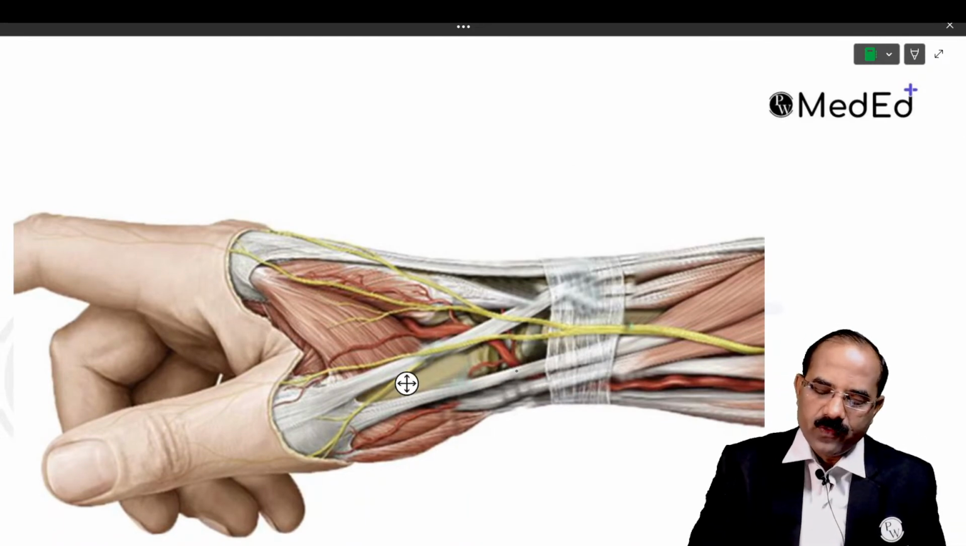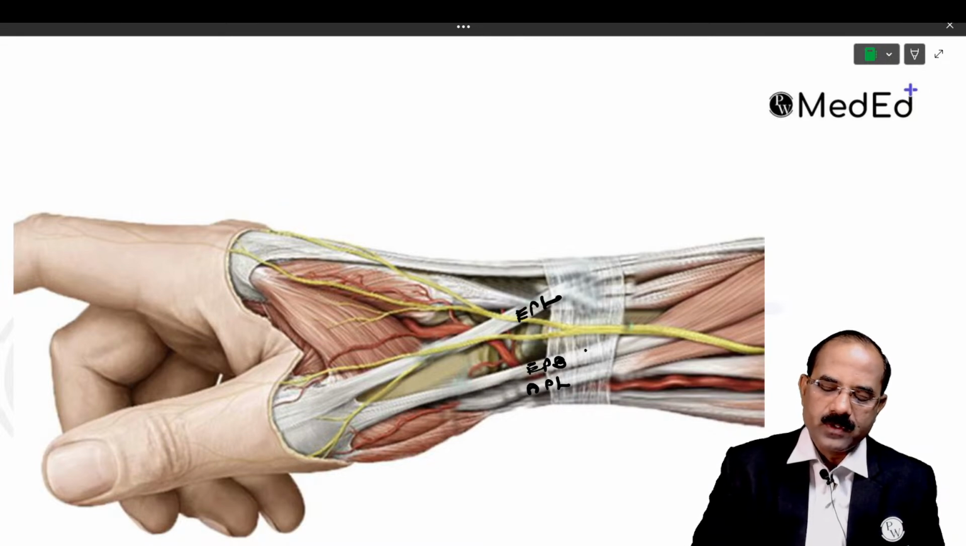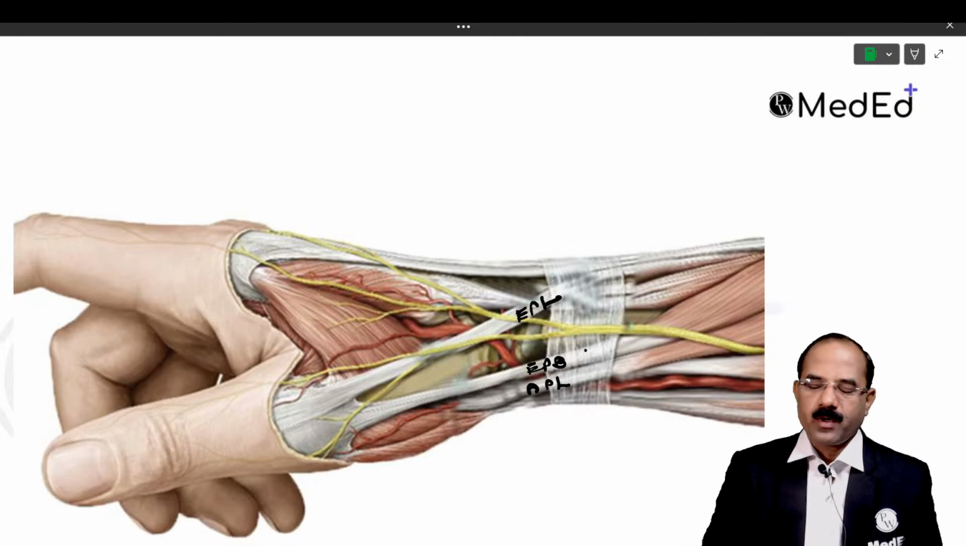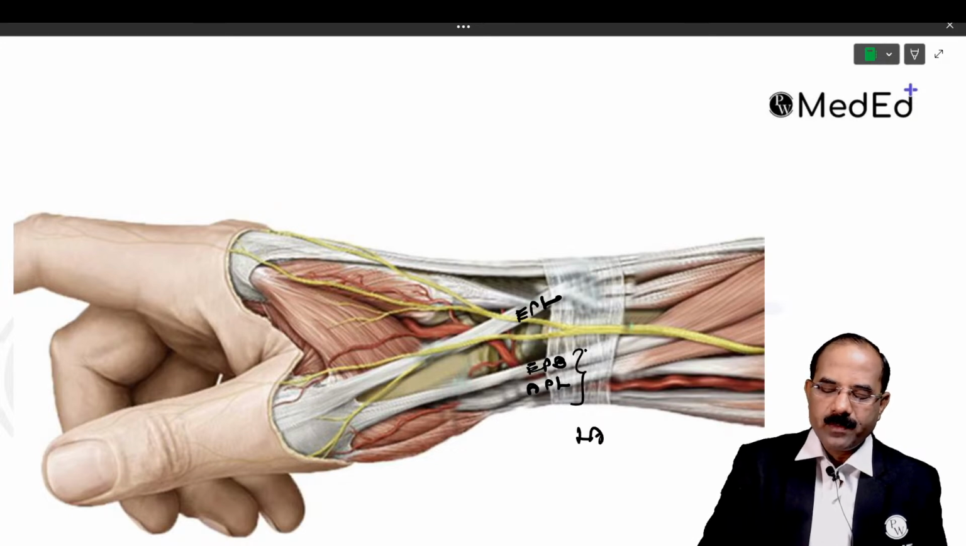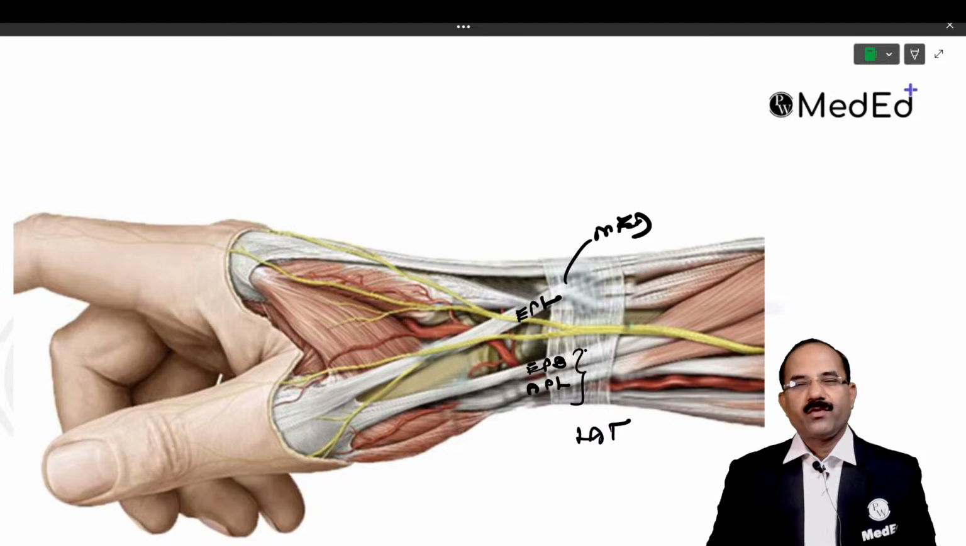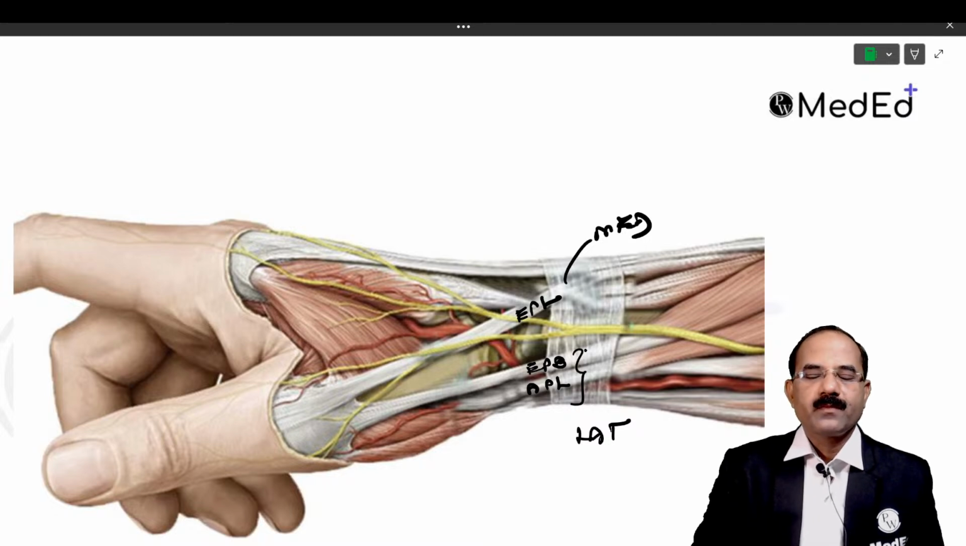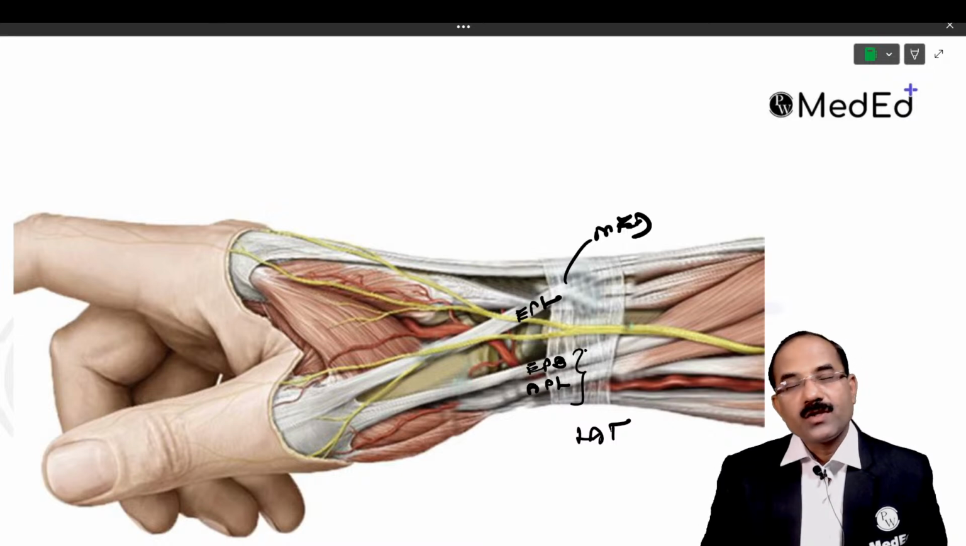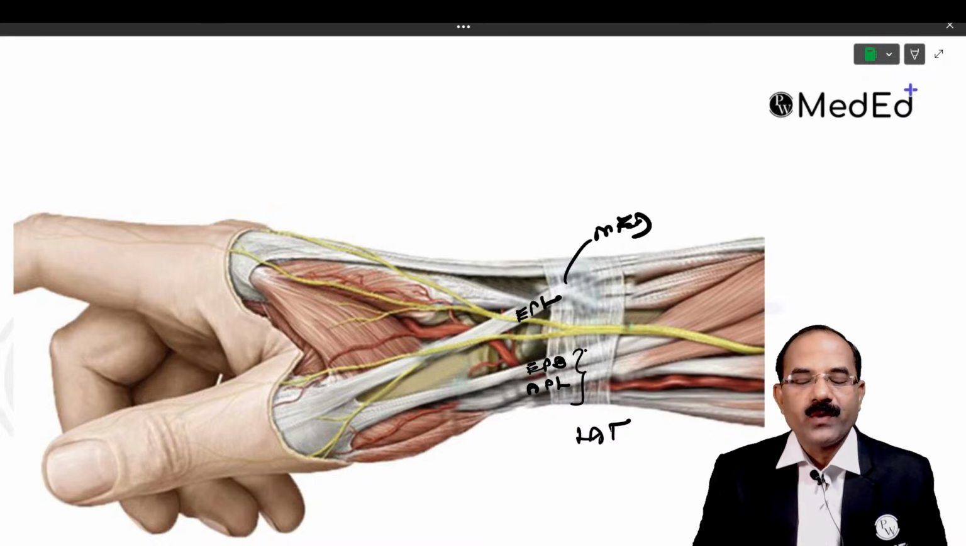What is this tendon of? This is the abductor pollicis longus. This is the extensor pollicis brevis and this is the extensor pollicis longus. This is the snuff box. So this is going to form the lateral boundary and this is going to form the medial boundary of the snuff box. Perfect. The extensor carpi radialis longus and brevis are in the floor.